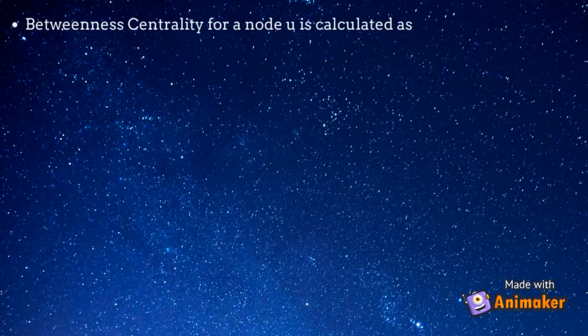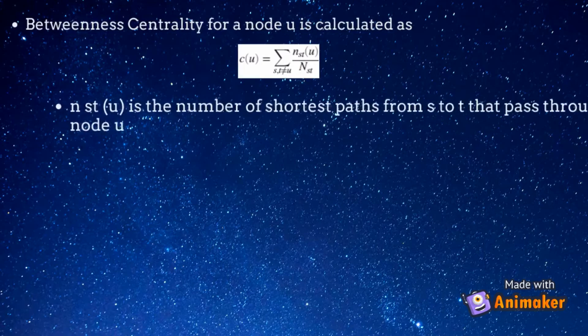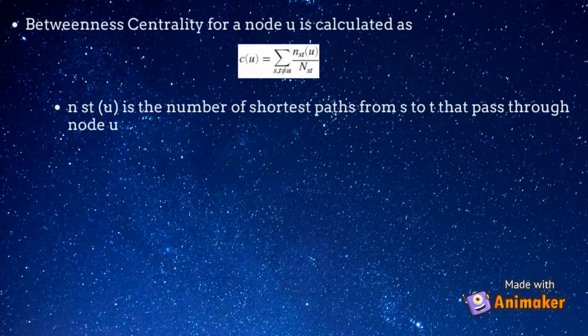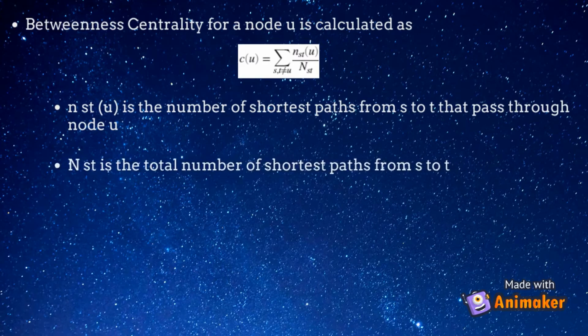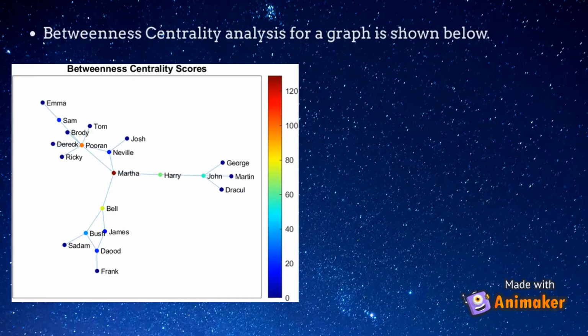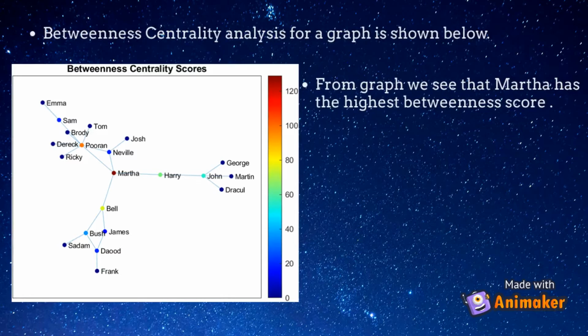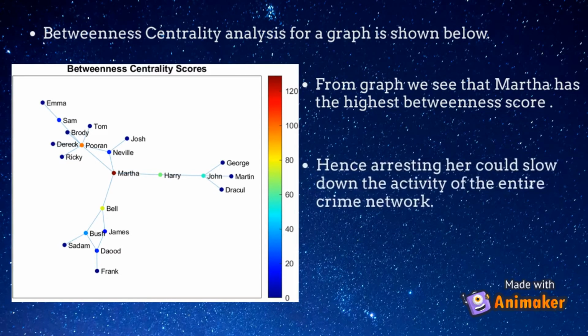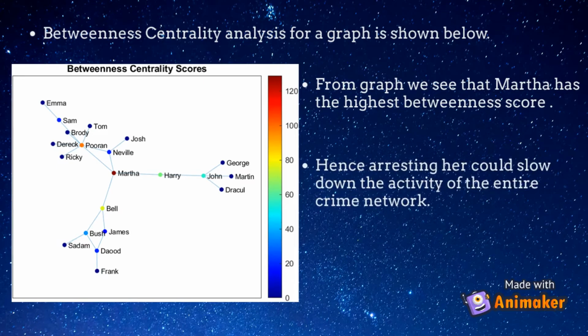Betweenness centrality for a node U is calculated as follows. N_ST(U) is the number of shortest paths from S to T that pass through node U. N_ST is the total number of shortest paths from S to T. Betweenness centrality analysis for a graph is shown below. From the graph we see that Martha has the highest betweenness score. Hence arresting her could slow down the activity of the entire crime network.